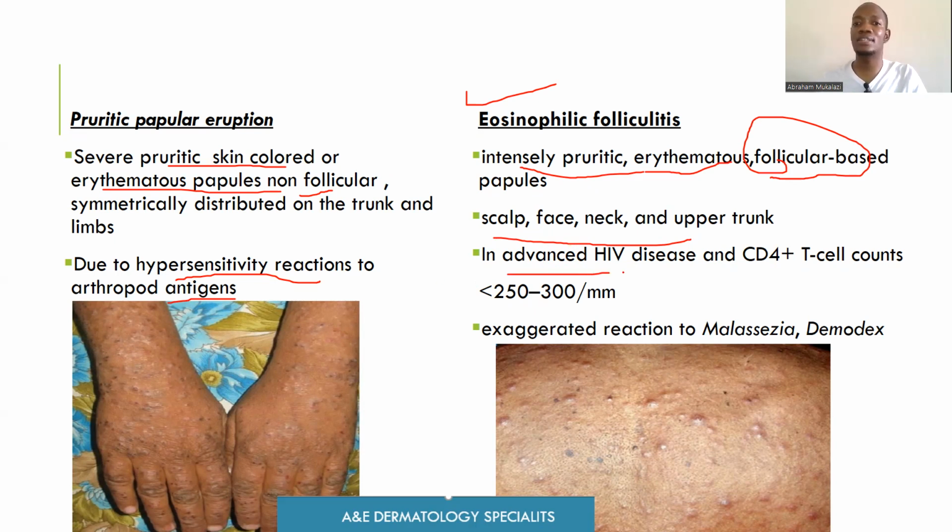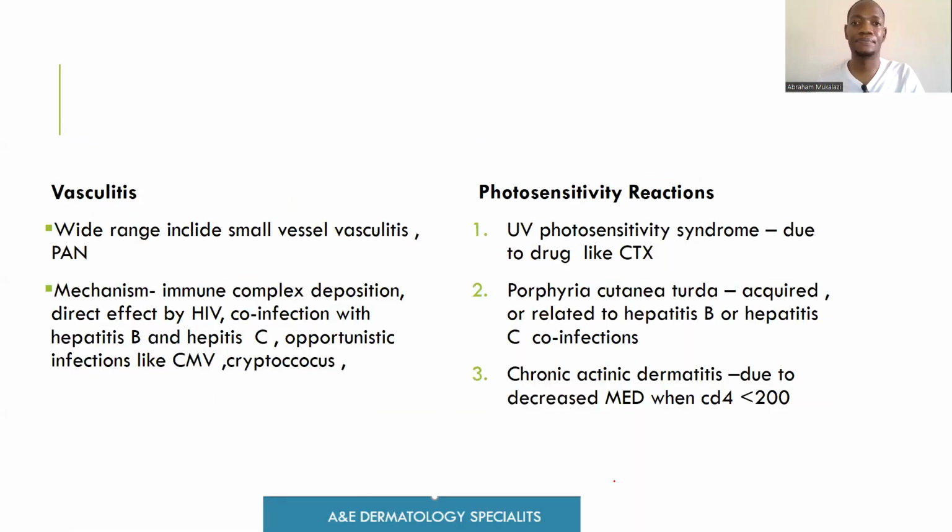So it is usually seen in advanced HIV disease, where the CD4 count goes below 250, and we think that it is an exaggerated reaction to Malassezia and also the Demodex mites, which are usually seen in the seborrheic areas, more concentrated in the seborrheic areas. So this is how the picture will look like. Someone has these erythematous follicular papules on the upper part of the body above the nipple line.